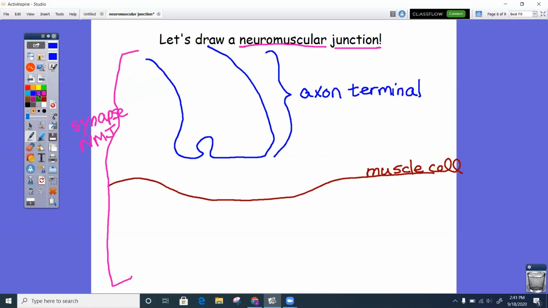What else? Let's switch colors again. Okay, and then we have this space between the axon terminal and the muscle cell, and that space is called the synaptic cleft. That's the space between these two cells. All right, next.